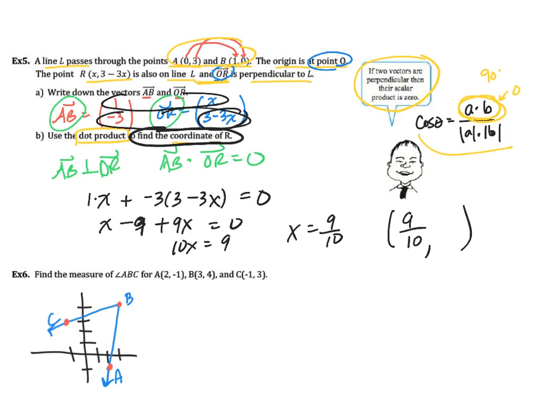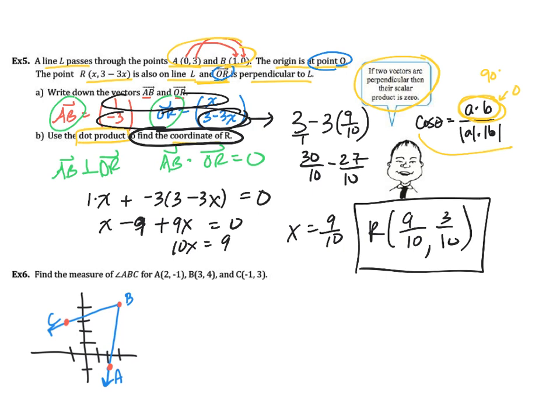To get the y coordinate, I have to do 3 minus 3 times 9/10. So that's 30/10 minus 27/10, because I'm getting a common denominator of 10. So R is equal to (9/10, 3/10). All right, example 6, moving on.